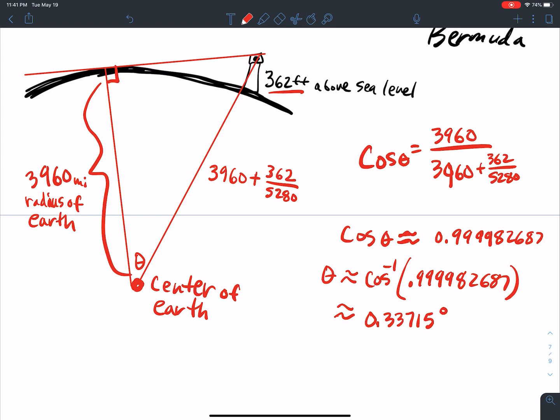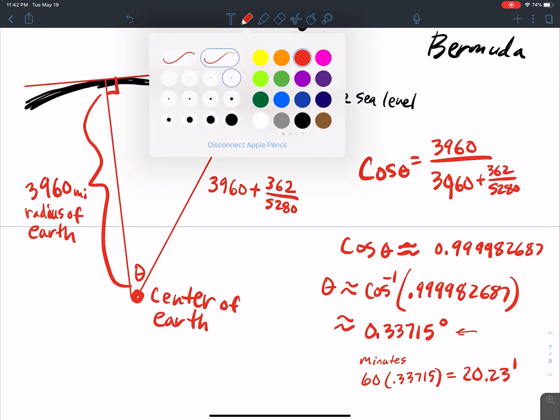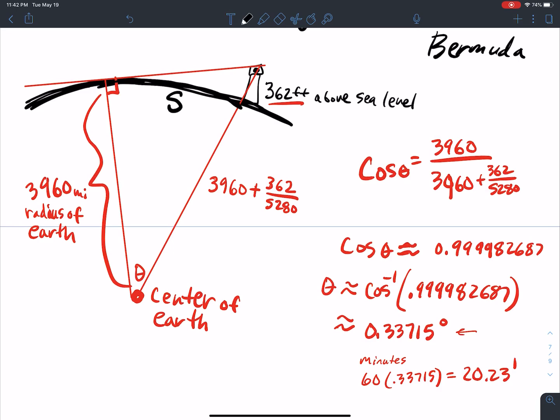Yikes, right? So you could convert this to minutes. This is degrees. If you convert to minutes, you multiply 60 times this 0.33715, which gets you 20.23 minutes. So the brochure does not indicate whether the distance is measured in nautical miles or statute miles. So let's calculate both distances. So the distance S is the nautical mile. So this black curve, that's the nautical mile.